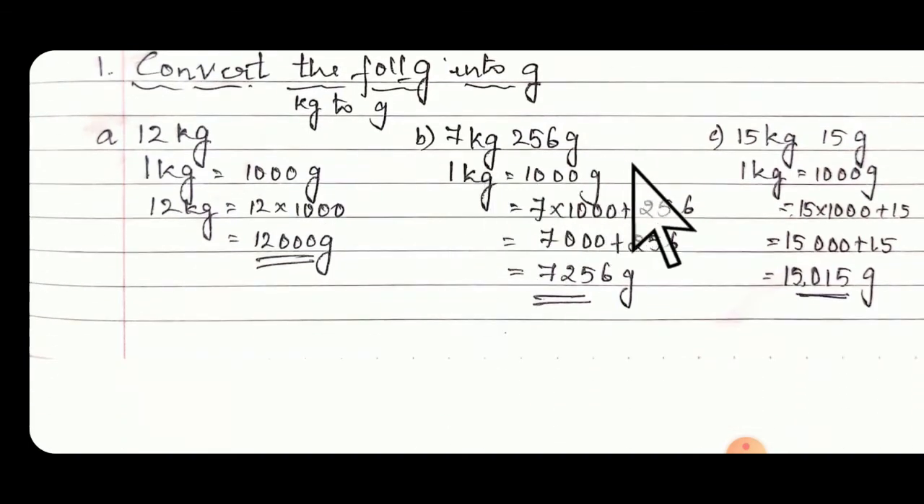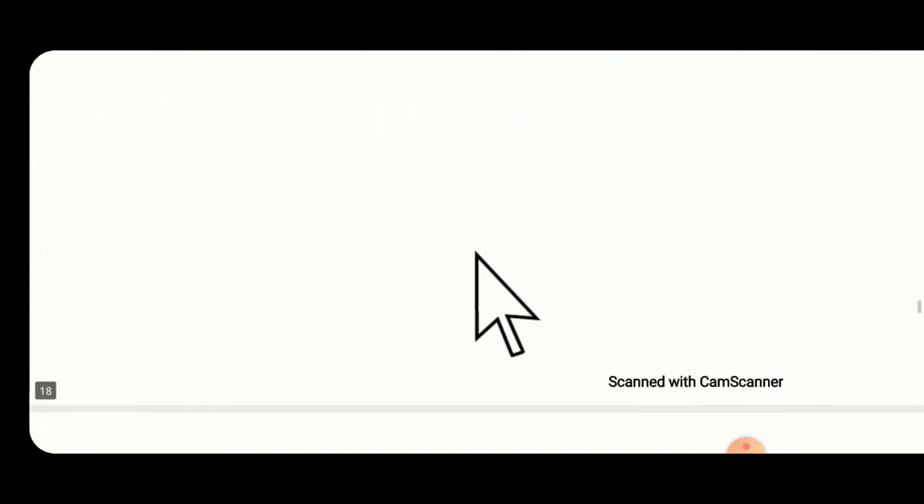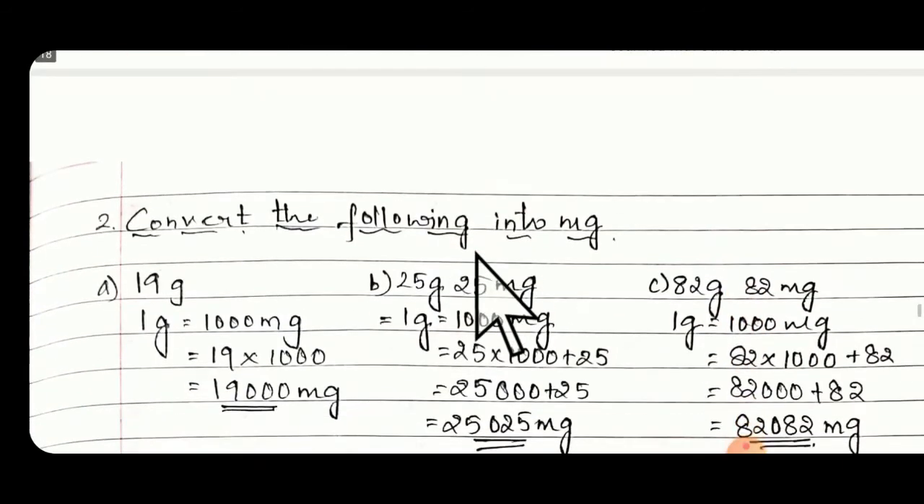7 kg, 256 grams. So first convert kg into gram and then you have to add it up. 7 gets multiplied by 1000, so 7000 plus 256 grams, it will be 7256 grams. See, 15 kg, 15 grams. First multiply by 1000 and then add, you will get 15,015 grams.